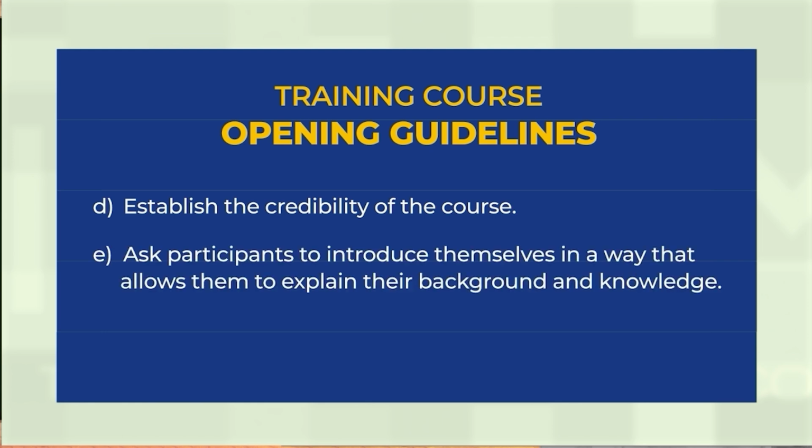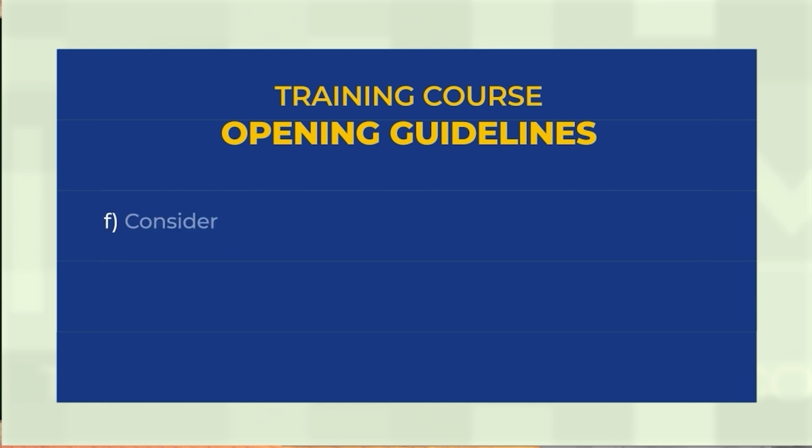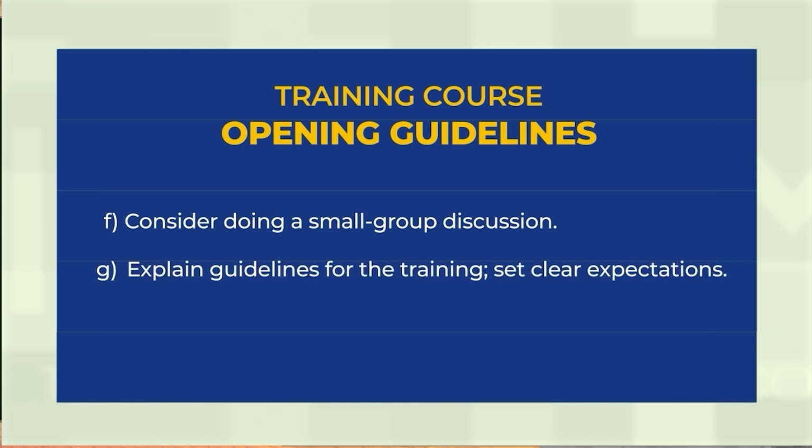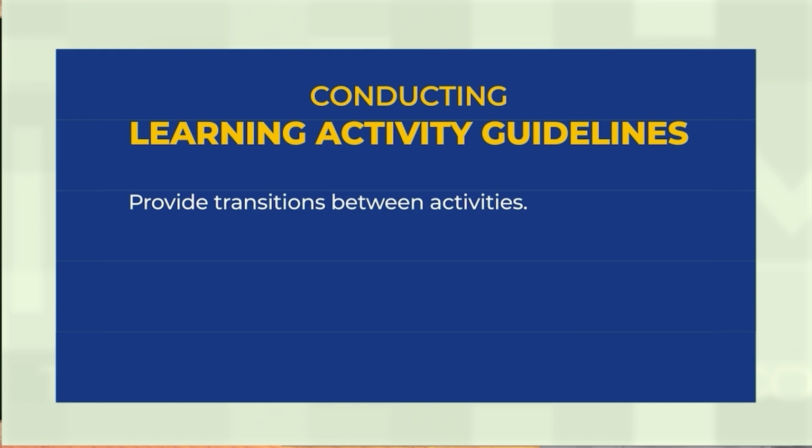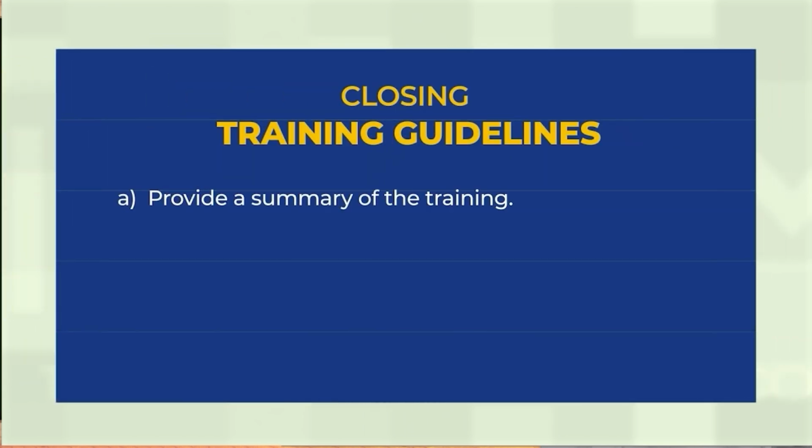E. Ask participants to introduce themselves in a way that allows them to explain their background and knowledge. F. Consider doing a small group discussion where participants discuss and list their expectations for the training. G. Explain guidelines for the training. Set clear expectations about staying on time, use of smartphones, managing interactions, etc. Conducting learning activity guidelines. Provide transitions between activities so learners understand how each activity fits within the sequence designed to achieve the learning outcomes. Closing training guidelines.